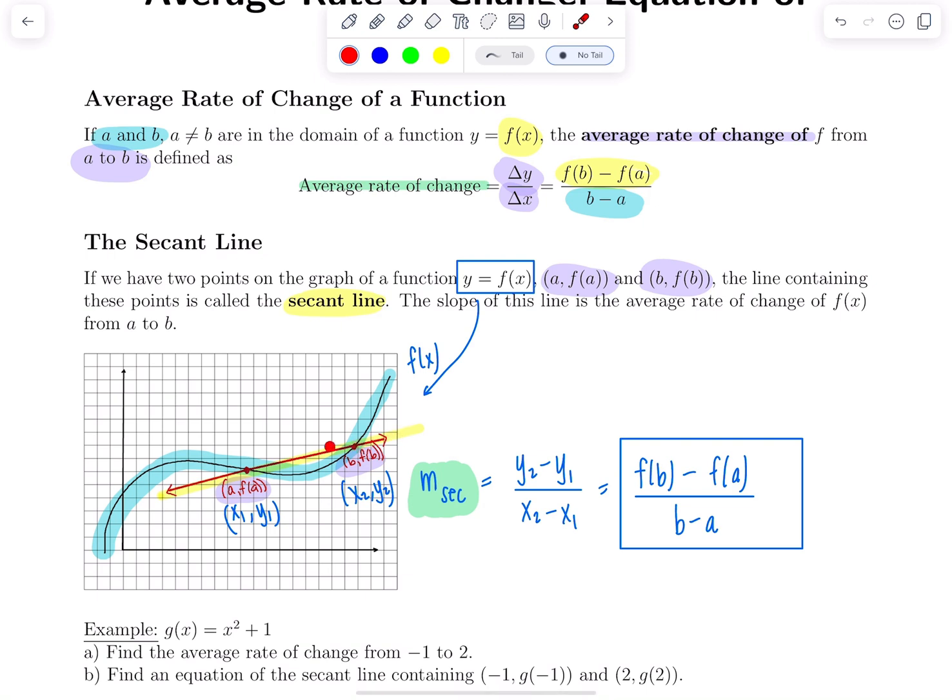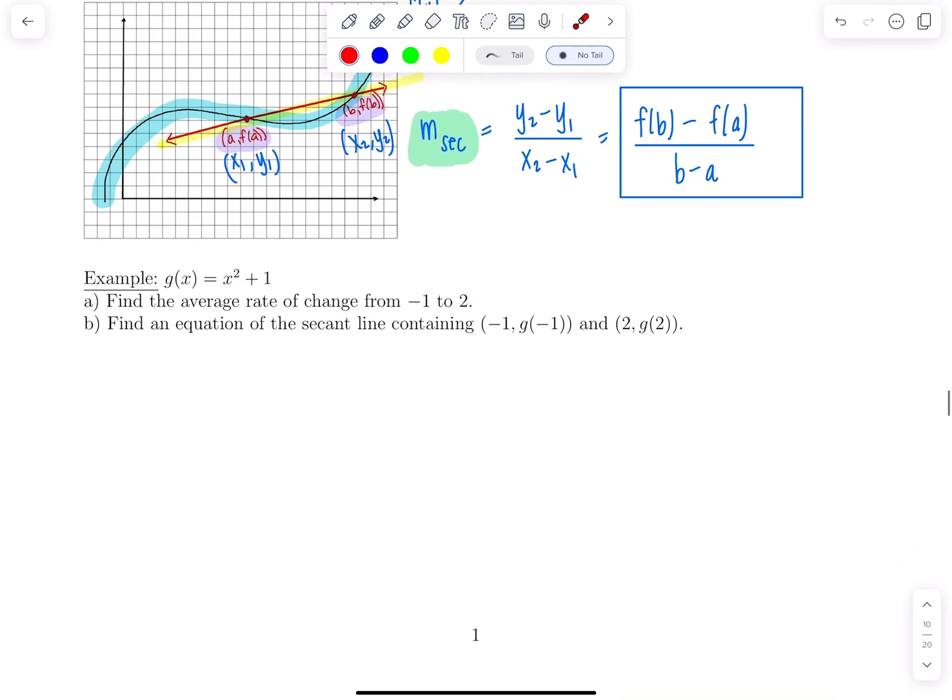Secant line cuts through, and we can find its slope. You don't even have to really think about average rate of change when you do that, but it is also equal to the average rate of change of our function from A to B. Okay, so all those terms are interchangeable. We're going to look at some exercises now, and just keep in mind the definitions because the actual problems are not too difficult to solve. All right, let's hop to it.